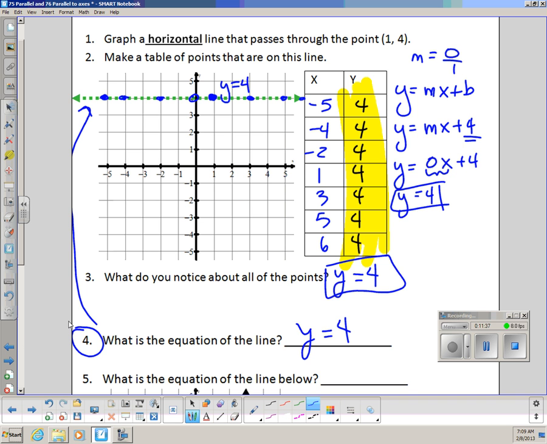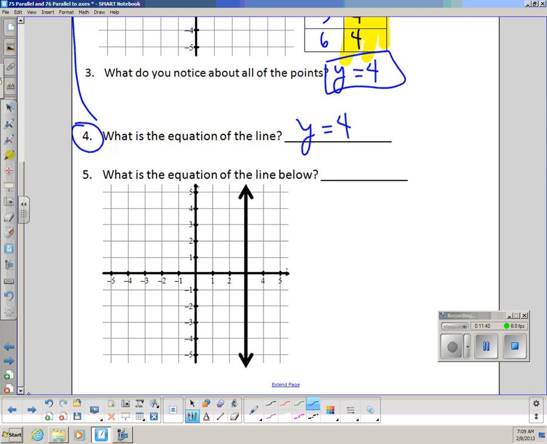Okay. Then number 5 talks about a slightly different type of line. What is the equation of the line below? Well, it's not a y equals line this time. Okay. Because a y equals line would be going like this. It would be horizontal. This is a vertical line. So this line right here is a vertical line. And notice it's not cutting through the y-axis this time. It cuts through the x-axis. This is the x-axis. It's cutting through the x-axis at 3. So the equation of this line is not y equals, but x equals 3.